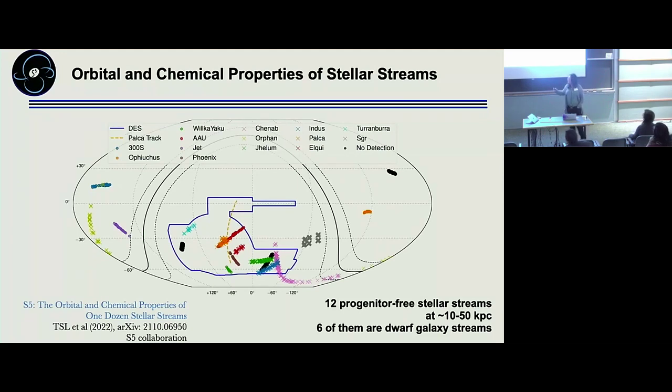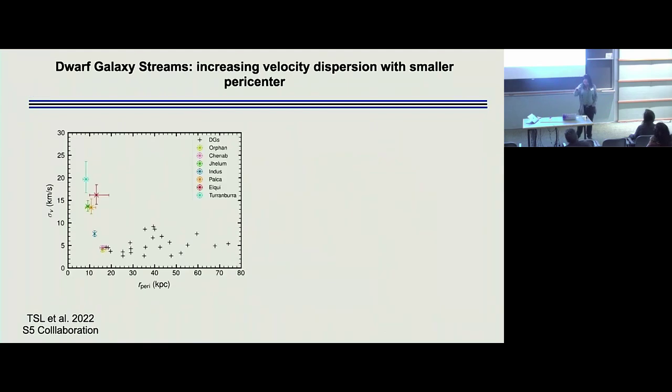And this is some work that I did 2 years ago on what we observed in S5, for a dozen streams. These are 12 streams without any progenitor identified, at distances between 10 to 50 kiloparsec. So it's relatively farther compared to a lot of newly discovered streams from Gaia. And 6 of these streams are dwarf galaxy streams. I'm just going to show one or maybe two slides about the results on this.